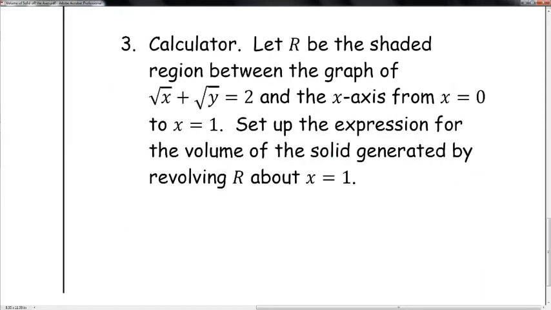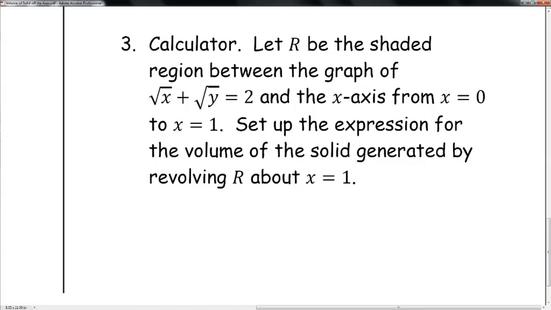All right, number three, again, using your calculator, let R be the shaded region between the graphs of the square root of x plus the square root of y equals 2, and the x-axis from x equals 0 to x equals 1. Set up the expression for the volume of the solid generated by revolving R about x equals 1. And so since x equals 1 is a vertical line, we need to solve in terms of y.